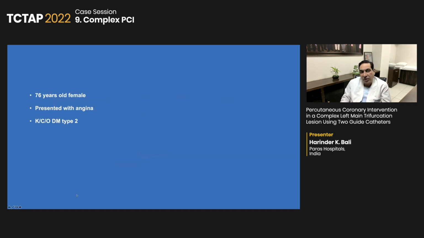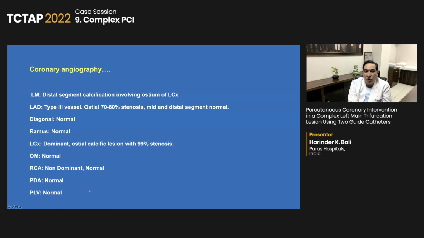My patient is a 76-year-old female. She presented with class 3 angina, a known case of diabetes and hypertension, which was controlled with medication. We did our angiography, which showed a left main distal segment calcification involving the ostium of the left circumflex. We'll see the angio shortly. The LAD was a type 3 vessel. There is some ostial disease, and the mid and distal segments were normal. The diagonal was normal, the ramus was normal. The circumflex, as I said, is the dominant vessel with the ostial calcific lesion with 99% stenosis. The obtuse margin was normal, and the right coronary was a non-dominant vessel.